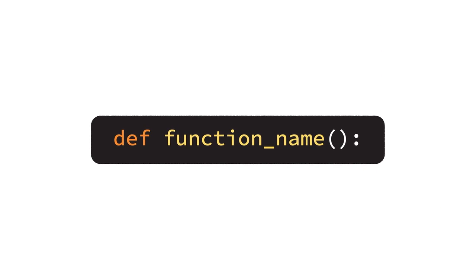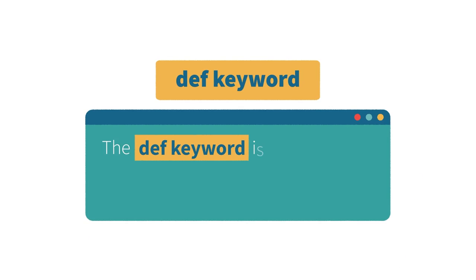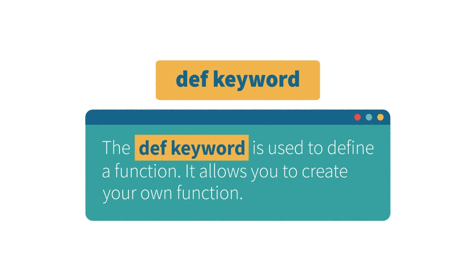So, how do we create a function? The syntax is def, function name, parentheses, colon. Now, what does this syntax tell us? The def keyword is used to define a function. This allows you to create your own function.